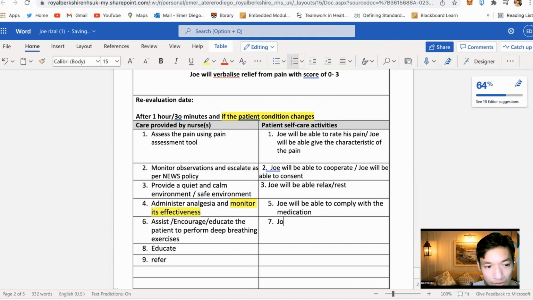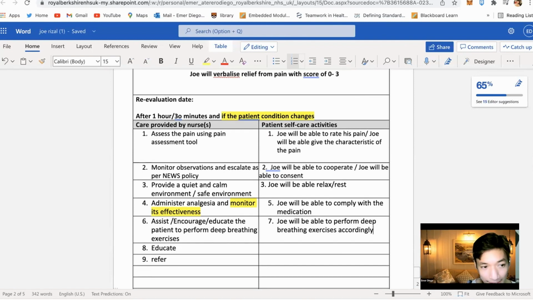Probably Joe will be able to perform deep breathing exercises. We could also assist Joe in a comfortable position. That can be one of your interventions for the pain. Okay? Thank you, guys. So, educate.